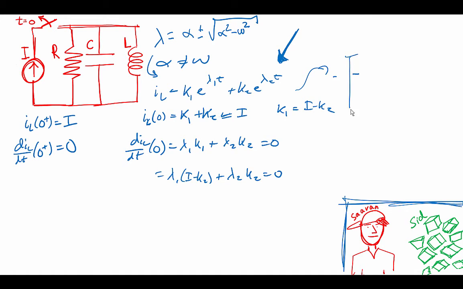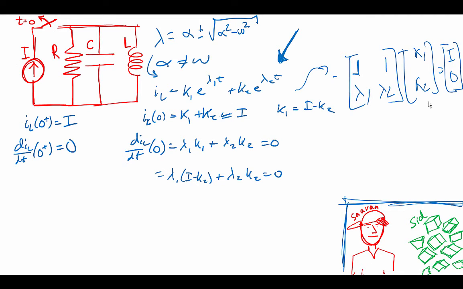An easy way to solve it, if you wanted to look at it, would be the matrix with rows 1, 1 and lambda 1, lambda 2, times K1, K2, equal to your initial conditions, which are I and 0, and we're going to leave it up to you to solve this. I'm a mean person sometimes. What a scam. It is a scam.